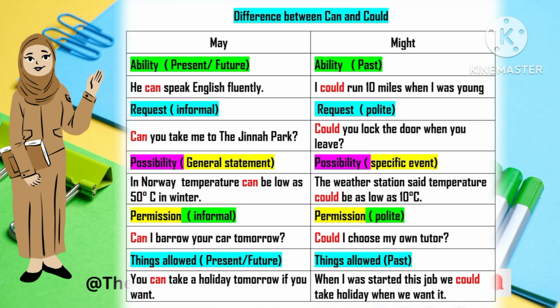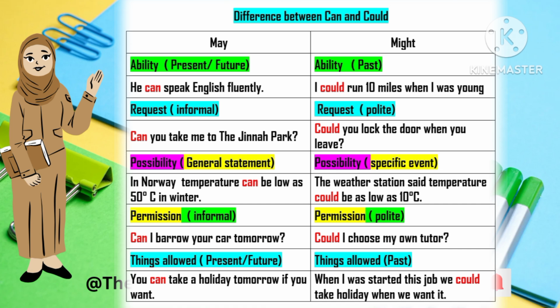Number 3, possibility, which is a general statement. In Norway, temperature can be as low as minus 50 degrees in the winter. It is about the possibility of something.